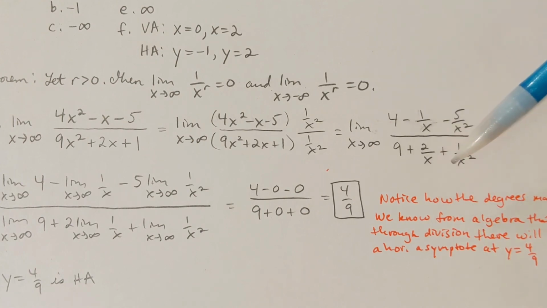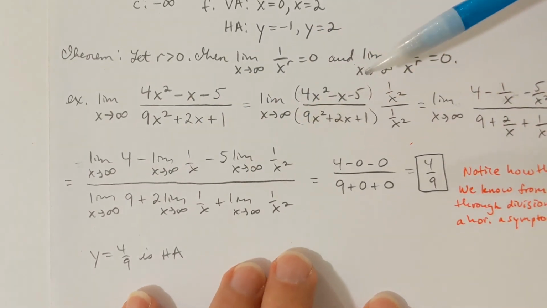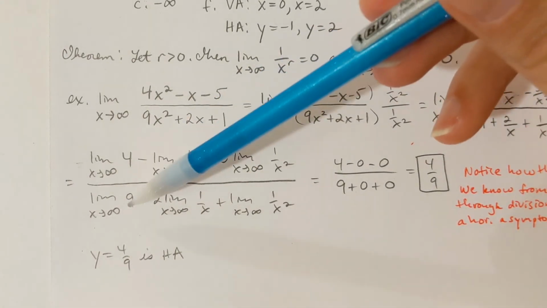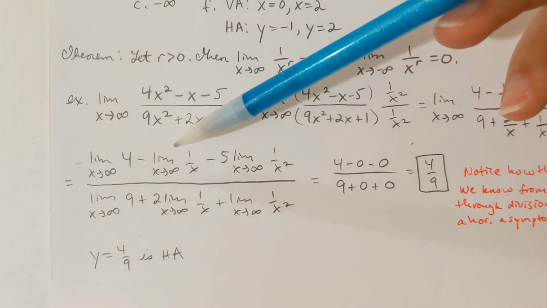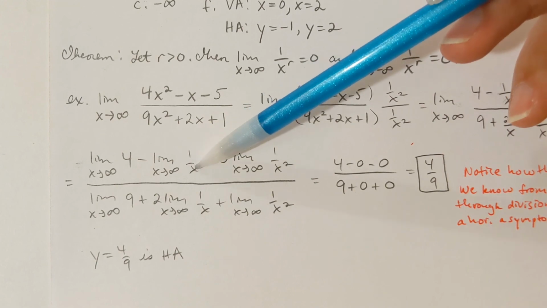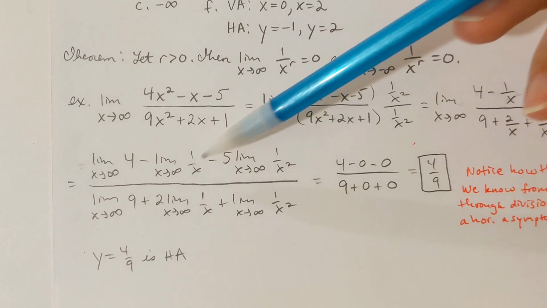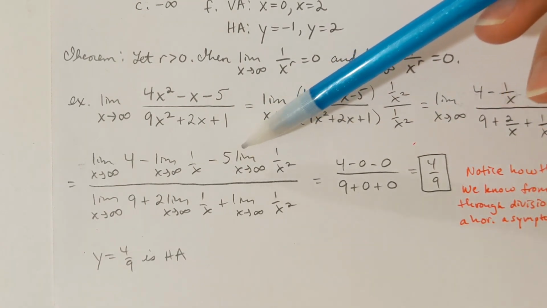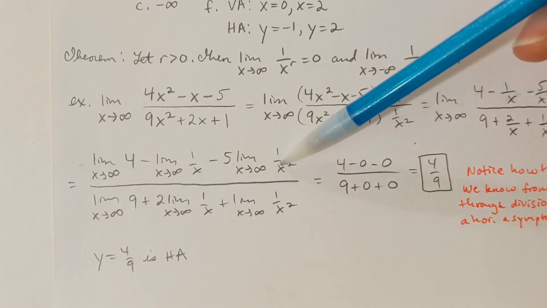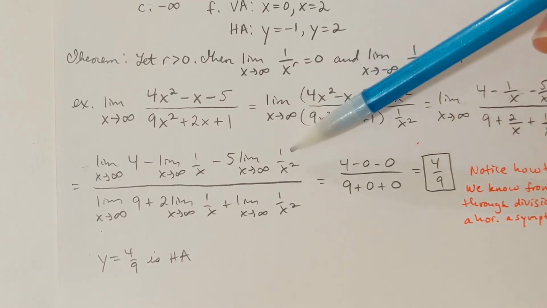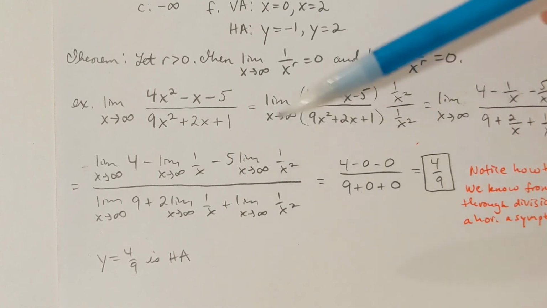Now I can use my limit laws. I can split this single limit into 6 different limits. I've done that on the next step. And the limit of a constant is always the constant, so you're going to have 4 and then minus the limit as x approaches infinity of 1 over x, that'd be 0, since the denominator is growing without a bound as the numerator just sits at 1. Minus 5 times the limit as x approaches infinity of 1 over x squared, that would also be 0, for the same reason. 5 times 0 is 0.